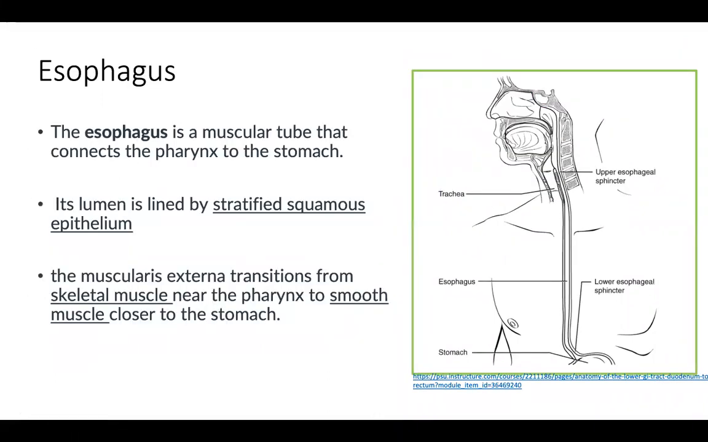Onto the esophagus. It is a muscular tube that connects the pharynx to the stomach. Its lumen is lined with stratified squamous epithelium as well. The muscularis externa transitions from skeletal muscle near the pharynx to smooth muscle near the stomach. So in my picture to the right, you can see the area around the esophagus right at the beginning where it starts. That's probably where that skeletal muscle resides. And then as it moves closer to the lower esophageal sphincter, that's probably where it moves into the smooth muscle as it gets closer to the stomach.